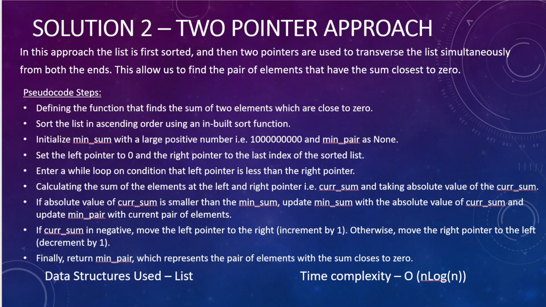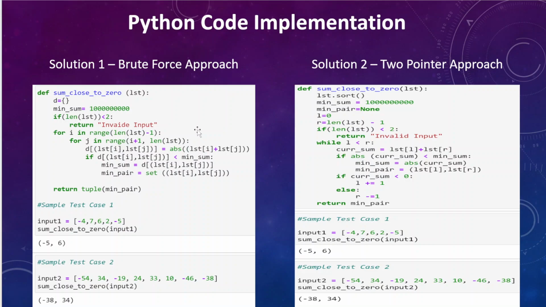But quickly, let's take a look at the code for both of them. So, as we already told you, we have approached this with two solutions here. One is the brute force approach, another is the two-pointer approach. In the brute force approach, we have taken the minimum sum as 10 to the power n, and we have also added an if case where the length of the list is less than 2, we will return an invalid output.